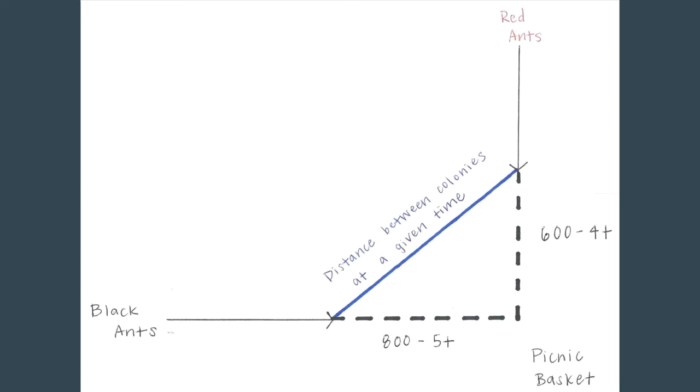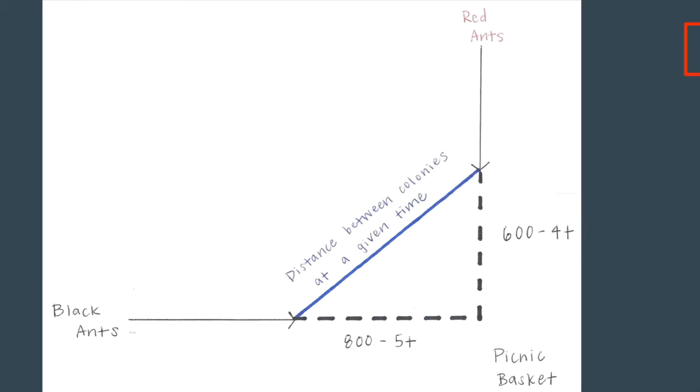We use the same process to find the distance from the basket for the black ants. They start out 800 feet from the basket, and their distance traveled at a given time was 5t. Therefore, their distance from the basket at a given time is 800 minus 5t, which will serve as the other leg of our right triangle.